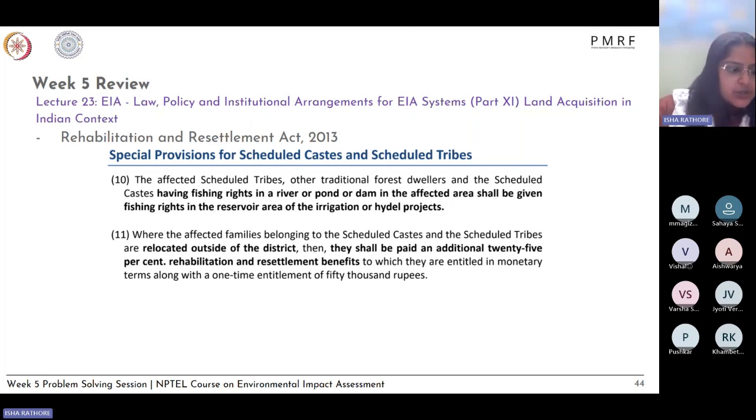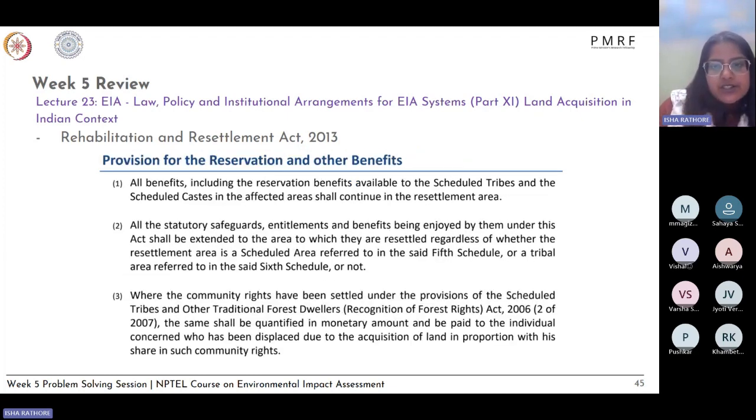That is, if their district is also being changed, then an additional amount of money will be paid to them. This is again so that vulnerable communities, who are more adversely affected by any change that is happening and are not very economically dependent on other means, have their interests considered by the government in rehabilitation and resettlement. So these are a few considerations, and more considerations.